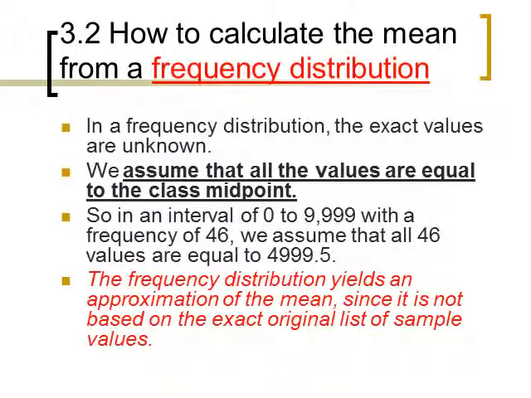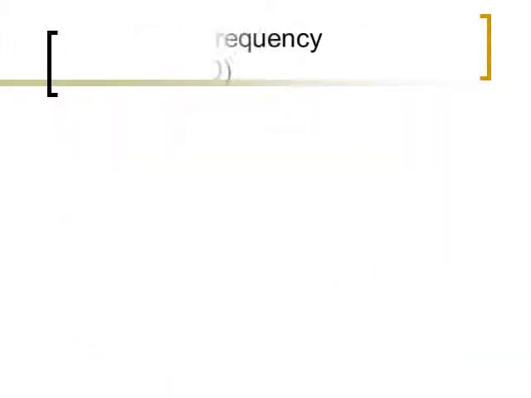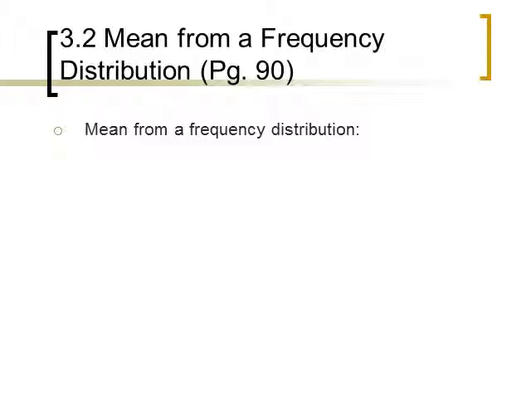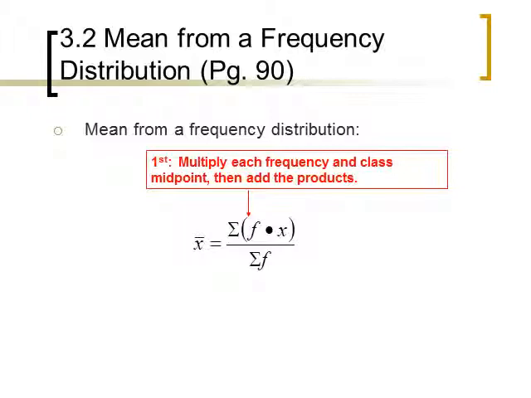How do we calculate the mean when we have a frequency distribution? Recall that for a frequency distribution, we have a formula to help us calculate the mean, and this is found on page 90 in your textbook. It's x bar equals the sum of f times x divided by the sum of f. So let's talk about what's going on in the numerator of this fraction.